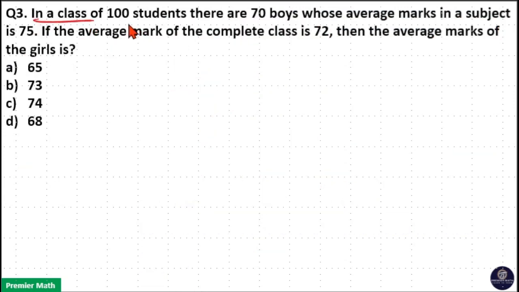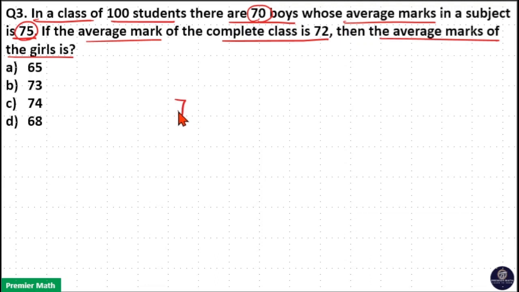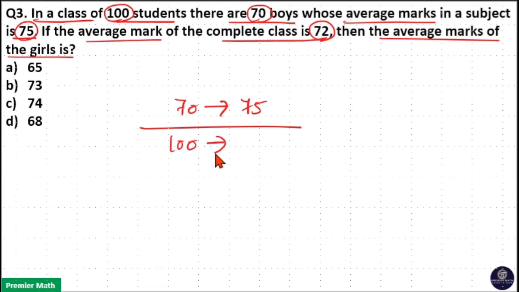In a class of 100 students, there are 70 boys whose average marks in a subject is 75. If the average mark of the complete class is 72, then the average mark of the girls is. Here 70 boys' average mark is 75, and the average mark of the complete class is 72, and there are total 100 students. So 100 students' average mark is 72.